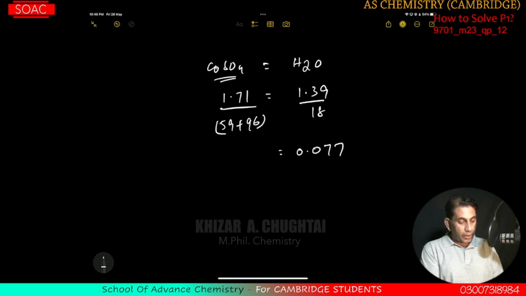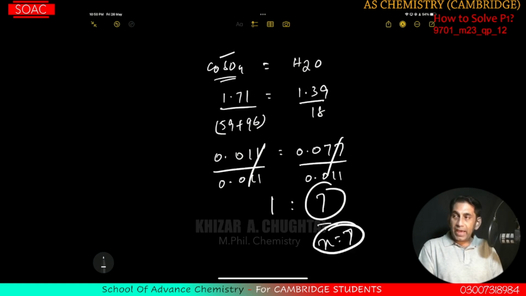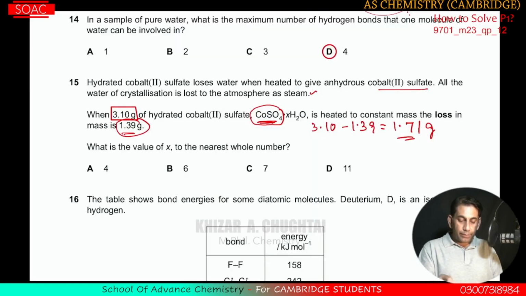1.71 divided by 59 plus 96. The answer is 0.011. Now I'm going to divide by the smallest answer on both sides. I mean 0.011, 0.011, and here is 1:7. So when 1 mole of cobalt sulfate is over here, then there will be 7 mole of H2O. So X is equal to 7. X is equal to 7. I'm marking C. C is the correct option.